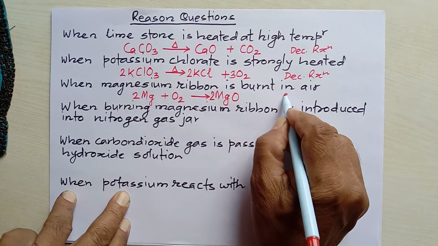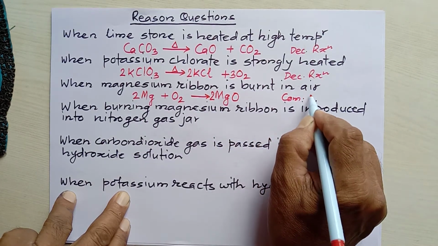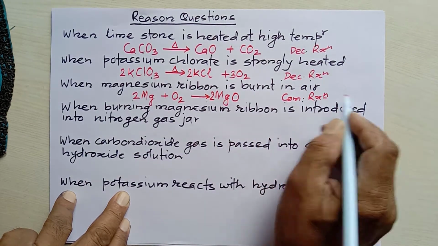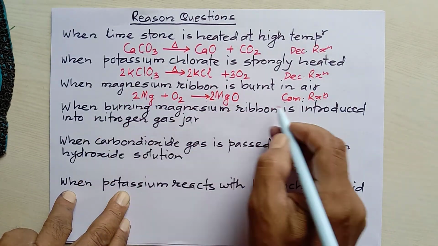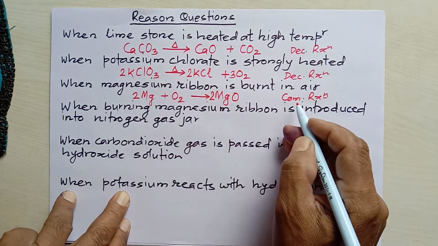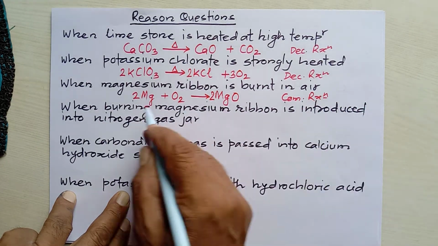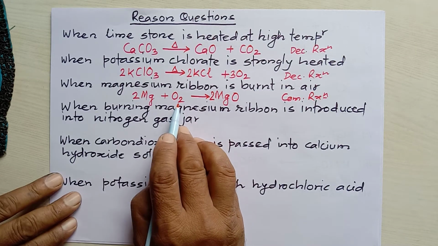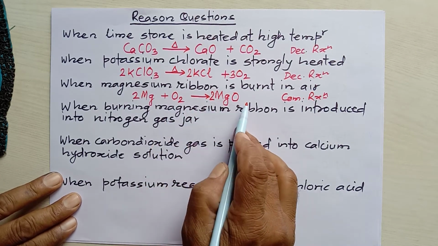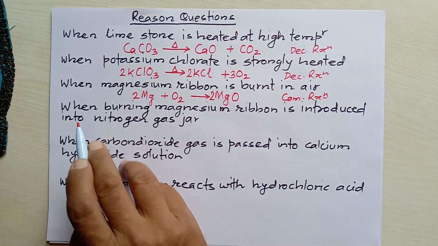And this is a combination reaction, because two elements are combined to form a compound. And what can we write in a sentence? When magnesium ribbon is burned in air, then magnesium reacts, or combines, with atmospheric oxygen to form magnesium oxide. Now let's go to another.